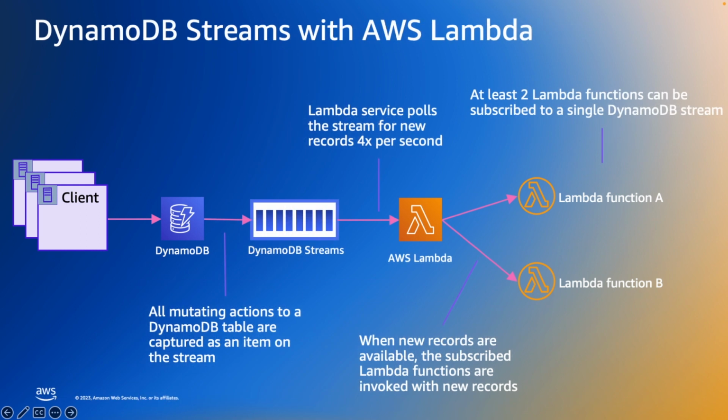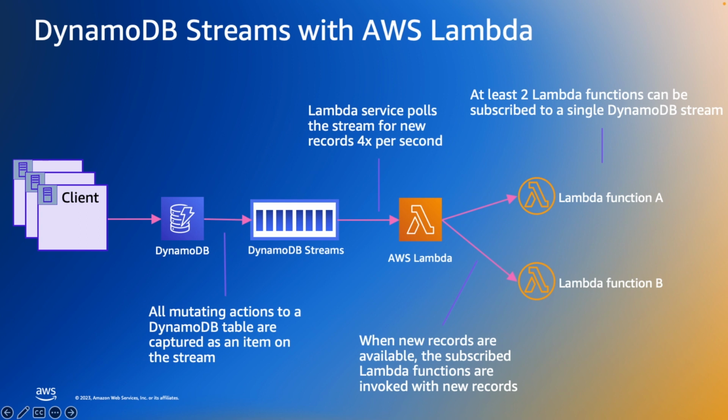Now, DynamoDB Streams, on the other hand, if you use it with AWS Lambda, it can poll the stream service for new records 4 times per second. Similar to Kinesis data streams, all mutated actions will be published into DynamoDB Streams. However, unlike KDS, every record will appear exactly once. There will be no dropped records.